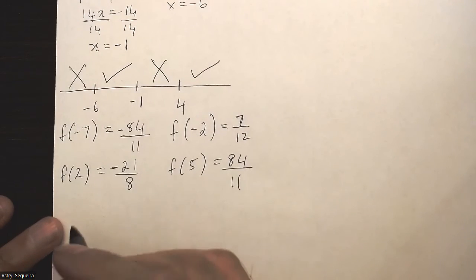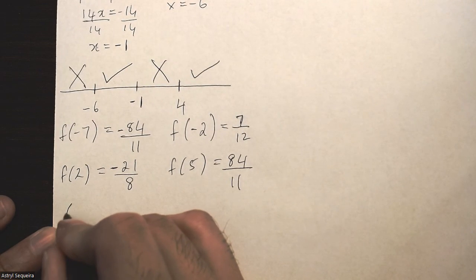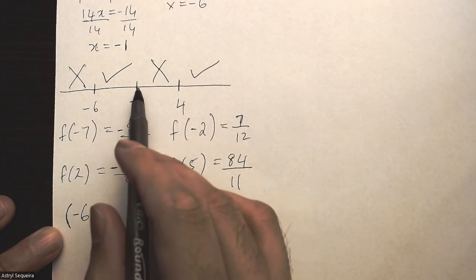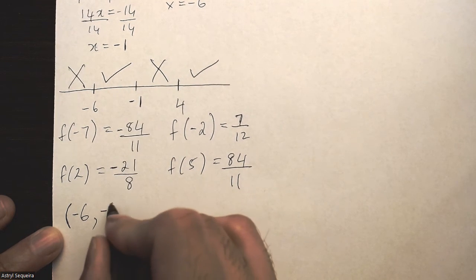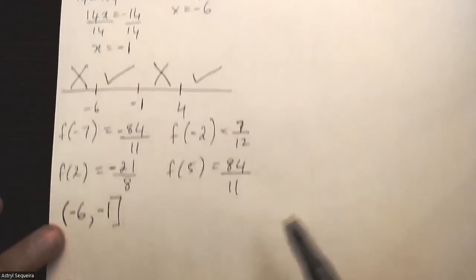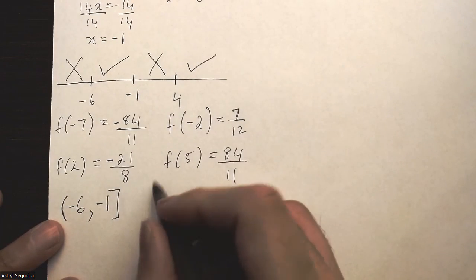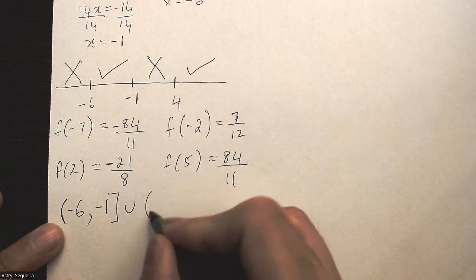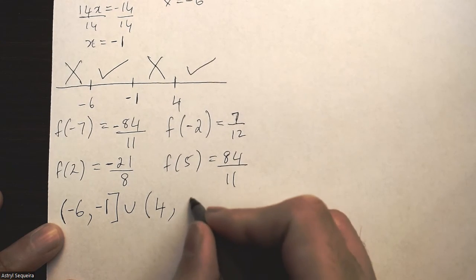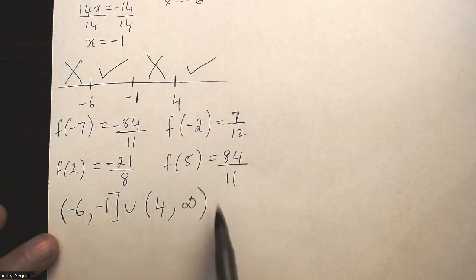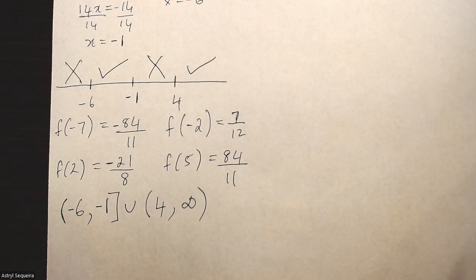So -6 is a vertical asymptote, so I'm going to start with a round bracket, -6, and then it ends at -1, which is going to use a square bracket because that's a zero. Then my other interval is from +4, which is a vertical asymptote, so I'm going to use a round bracket, and then till infinity, which always uses round brackets. So that is my final solution for this first question.